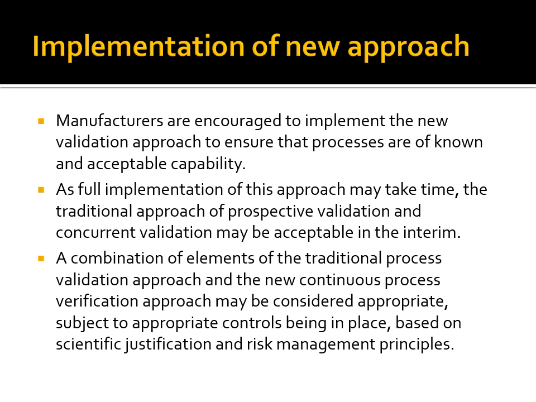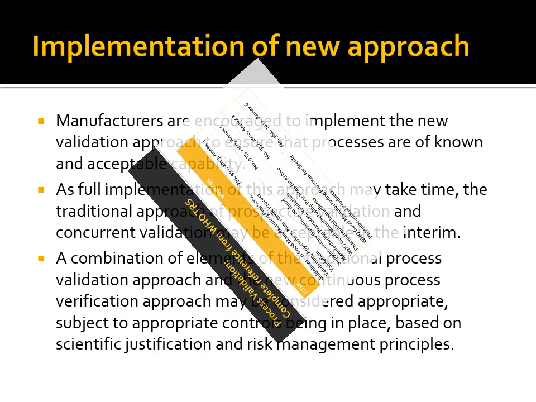This is about implementation of the new approach. Manufacturers are encouraged to implement the new validation approach to ensure that processes are of known and acceptable capability. As full implementation of this approach may take time, the traditional approach of prospective validation and concurrent validation may be acceptable in the interim. A combination of elements of the traditional process validation approach and the new continuous process verification approach may be considered appropriate, subject to appropriate controls being in place, based on scientific justification and risk management principles.